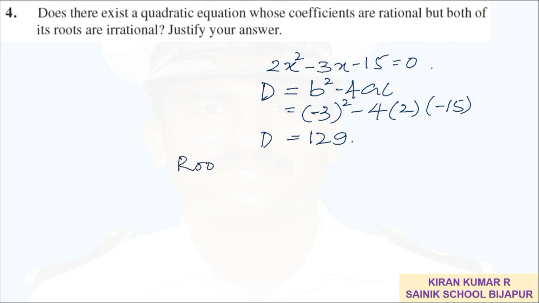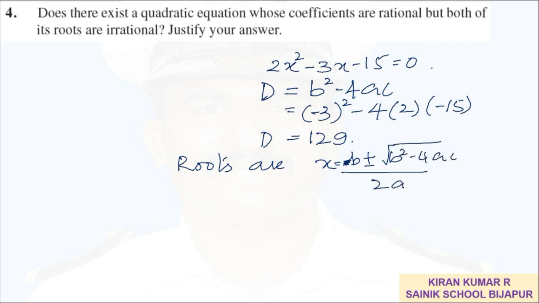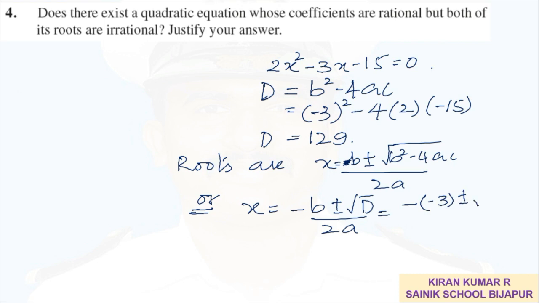So the roots are x is equal to negative b plus or minus root of b square minus 4ac divided by 2a, or else I can also write x is equal to negative b plus or minus root of d by 2a, where d is b square minus 4ac. Substitute this. So negative of negative 3 plus or minus root of 129 divided by 4.